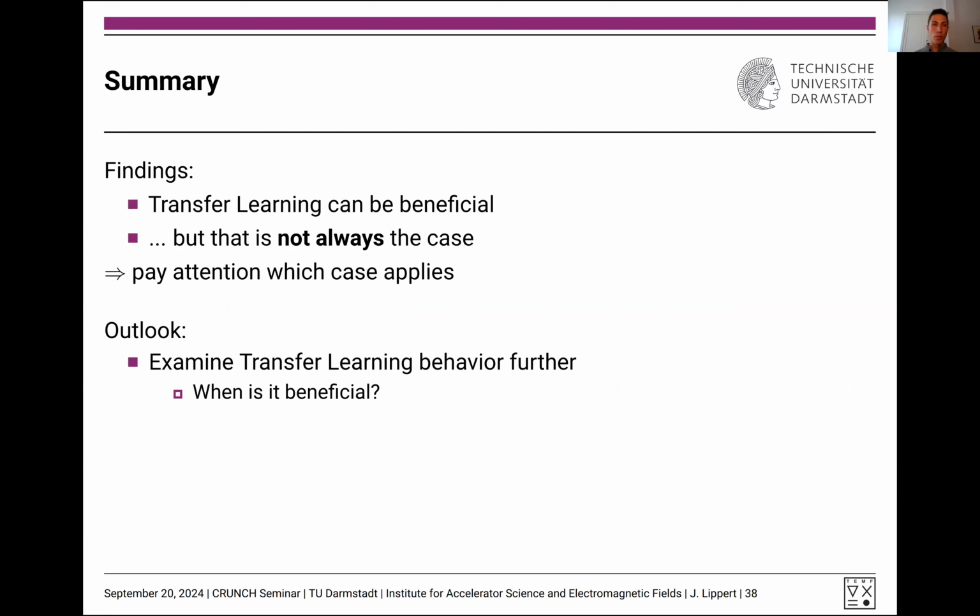So let's sum it up. What we've found is that transfer learning can be really beneficial for physics-informed neural networks. However, it's not always the case, so you have to really pay attention to which case applies. The next step would be to examine under which circumstances it's beneficial or not. We just discussed it beforehand. Maybe it's the nonlinearities and other points, so there's maybe work to do here.